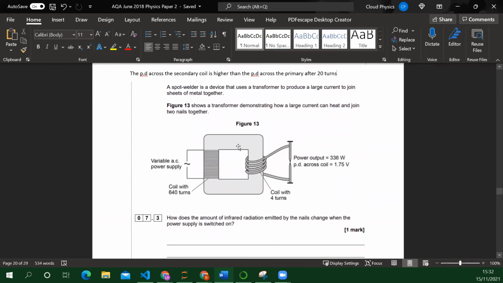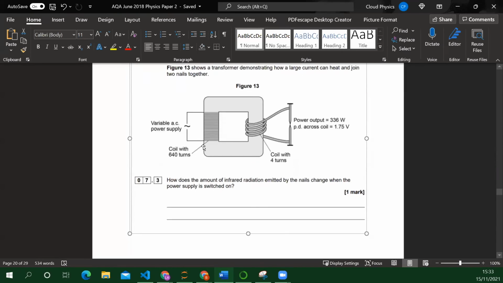Okay, a spot welder is a device that uses a transformer to produce a large current to join sheets of metal together. So figure 13 shows a transformer demonstrating how a large current can heat and join 2 nails together. Okay, so you've got variable AC. Remember, you need AC for a transformer. Coil with 640 turns, coil with 4 turns, power output and potential difference.